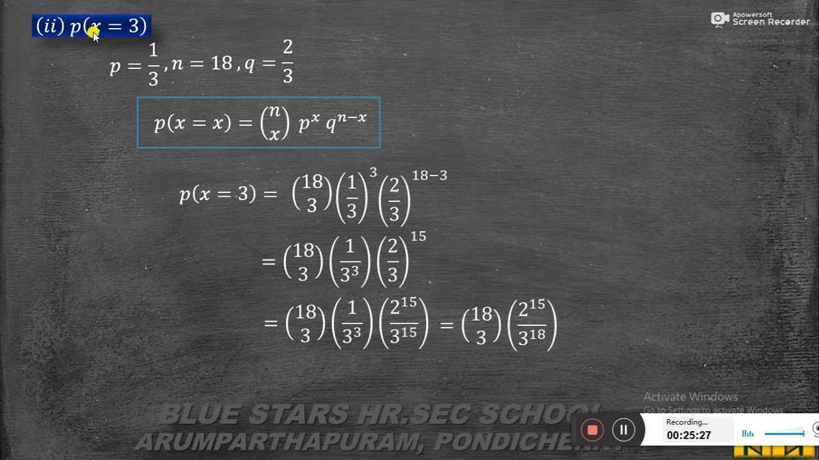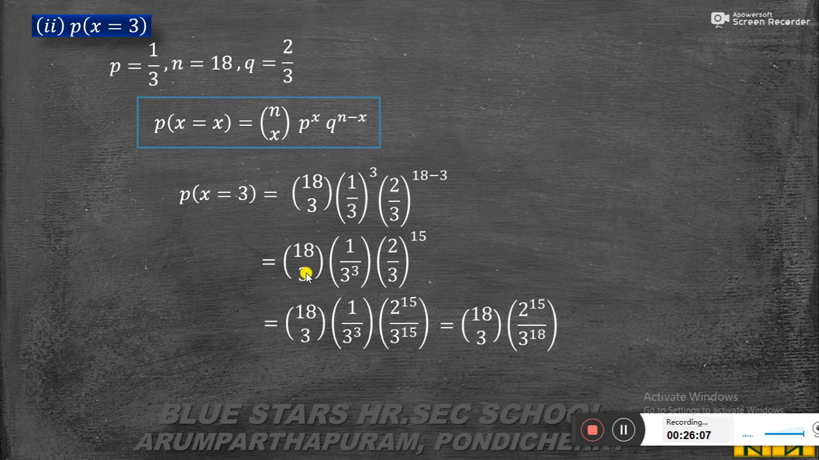Next, subdivision 2, probability of x equal to 3. Here p equal to 1 by 3, n equal to 18, q equal to 2 by 3. Probability of x equal to x means nCx, p power x, q power n minus x. Now they ask about subdivision 2, probability of x equal to 3. So x equal to 3 means I substitute into the binomial distribution formula. The n value is 18, x value is 3. Next, p value is 1 by 3 whole power 3, q value is 2 by 3 whole power 18 minus 3.